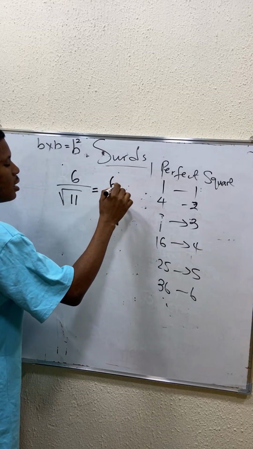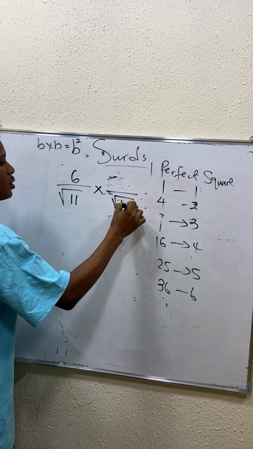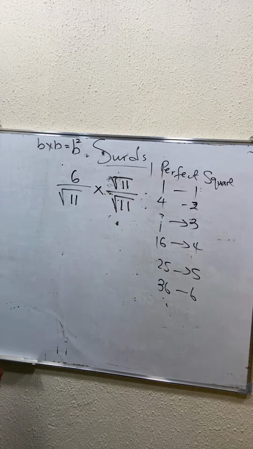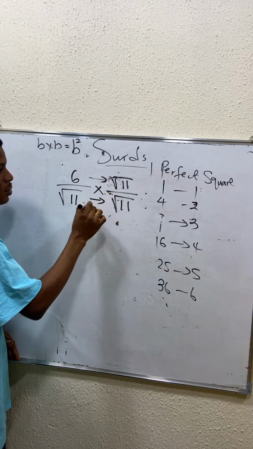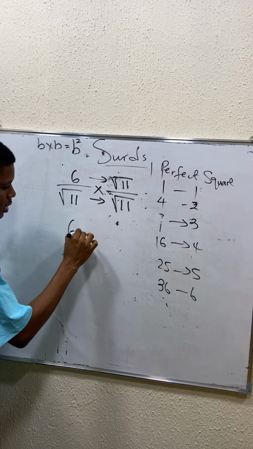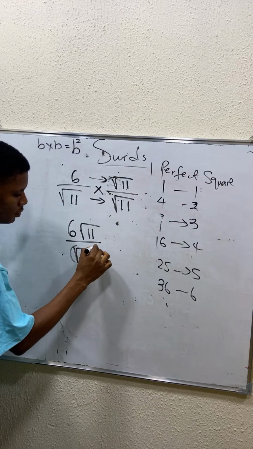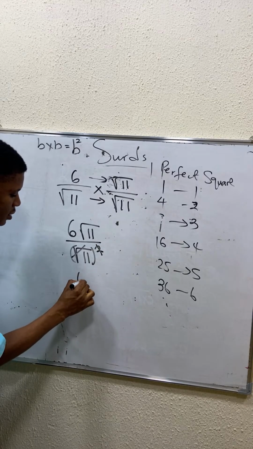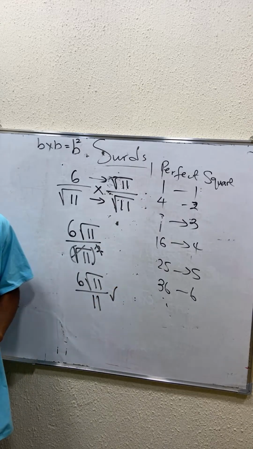For you to do 6 over root 11 is simple. You have it as 6. You just have to multiply the surd by the same irrational part, which is root 11. You also have to multiply the numerator by root 11 to maintain equivalency. So after the multiplication, you multiply the numerators together and multiply the denominators together. So if you do so, you have it as 6 times root 11 is 6 root 11, divided by root 11 times root 11, which is root 11 squared. Okay? So that this square root will cancel out this. What do you have? 6 root 11 over 11. And that's the answer. Okay?